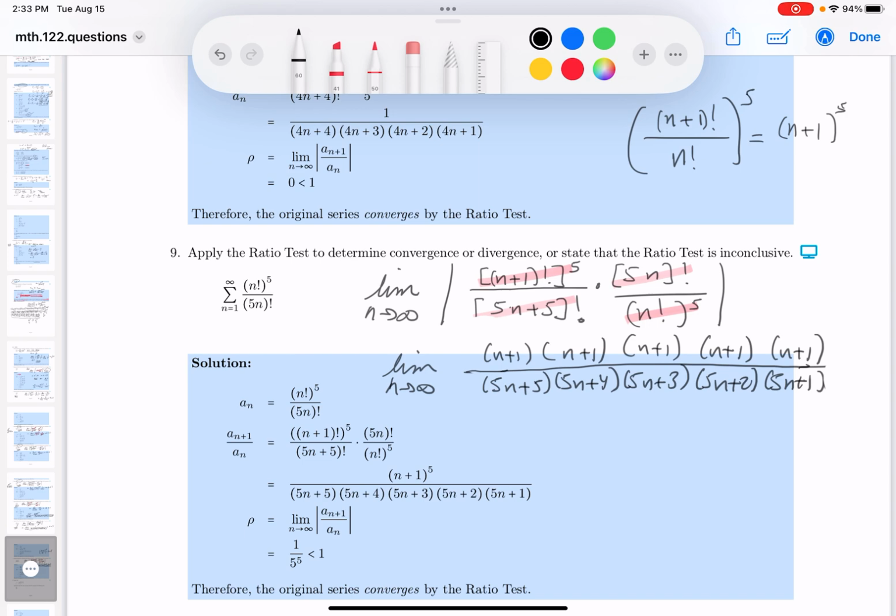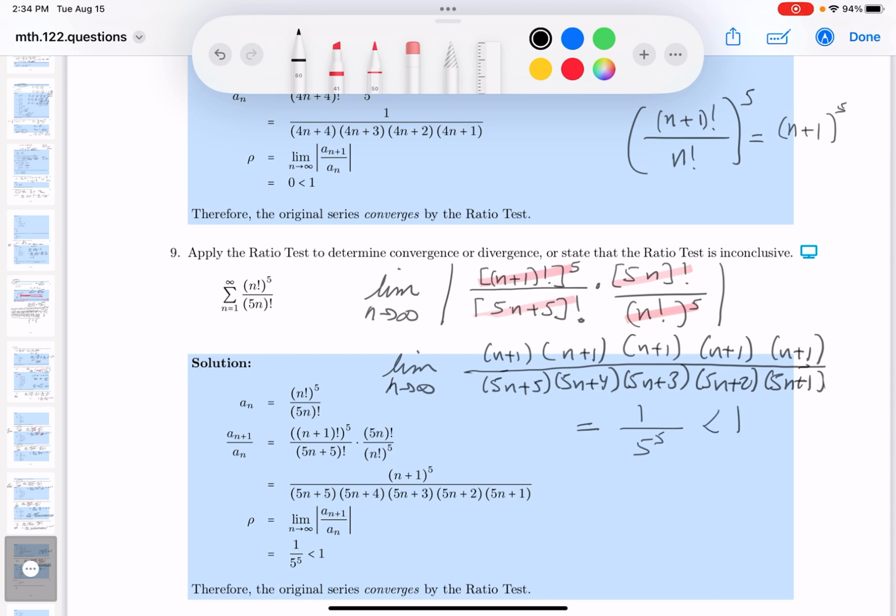If I thought about it, I certainly don't want to expand it, but if you thought about it, what do you get on top? You get a 5th degree polynomial. That's the leading term there. On bottom, what do you get? You still get a 5th degree polynomial. So really what I do is, I'm just looking at the coefficients. What's the coefficient on top? 1 of the 5th degree polynomial, by the way. So it would be n to the 5th. What do you get on bottom? Well, it's 5n, 5n, 5n, 5n, 5n, which is 5 to the 5th.